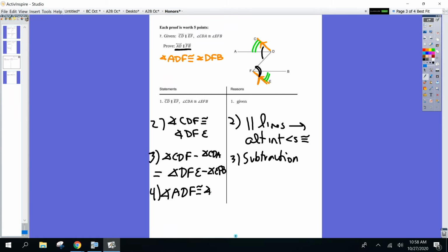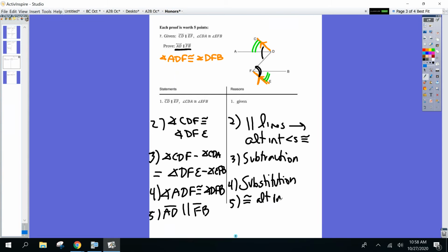You could not say these two angles I'm writing down right now were congruent because they're alternate interior. You didn't have the parallel lines for it. You didn't have the parallel lines. Substitution. And then now those angles are equal. Now I know AD is parallel to FB. Congruent alternate interior angles imply parallel lines.